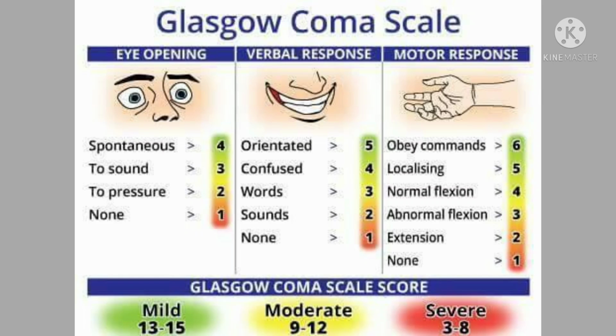And if the total score is in between 13 to 15, it is mild damage, 9 to 12 is moderate, and 3 to 8 it is very severe. This is all about the Glasgow scale.